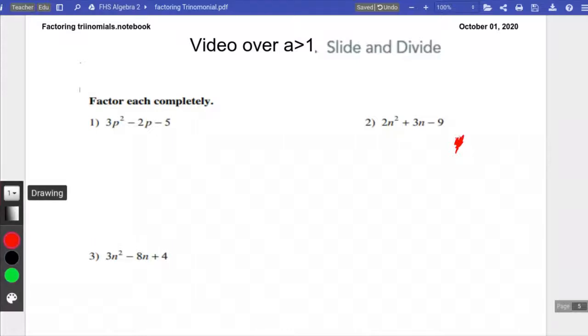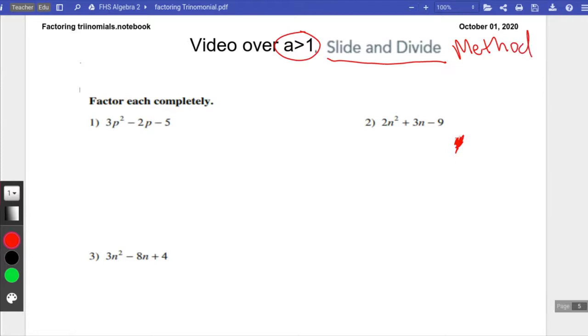So let's continue with this one. This time we're going to do when a is bigger than 1, we're going to use the slide and divide method. I'm going to show you several methods, but first let's go with what we call slide and divide. And then you're going to decide if you like it, if you want to use it. If not, you're going to see the next one. If you're going to like it, you go for it.